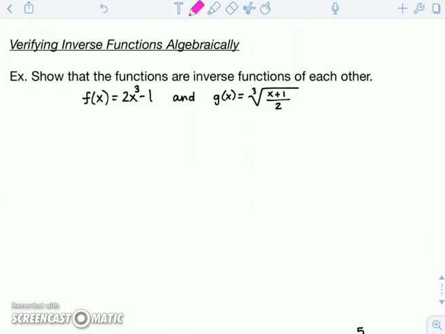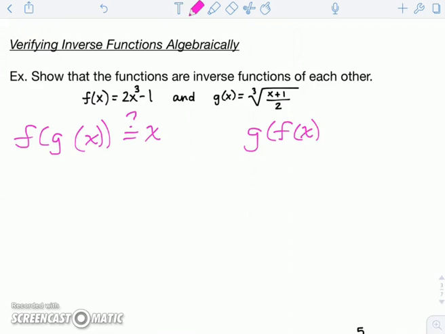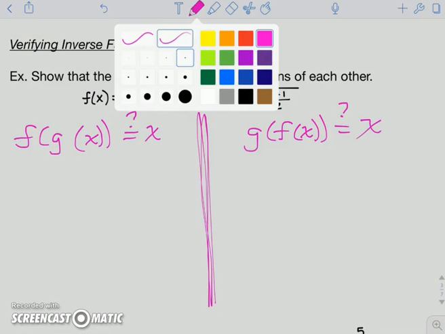So here's a way to verify algebraically. All I would do is take f, compose it with the inverse, and what I'm hoping for, I'm verifying here. So they gave me these two functions, and I'm saying, is this equal to x? I won't call it the inverse, I'm sorry, I'll call it g of x. And then I'm going to take g of x and compose it with the function, and hope that it also equals x. So I'm doing two separate questions here, basically two parts.